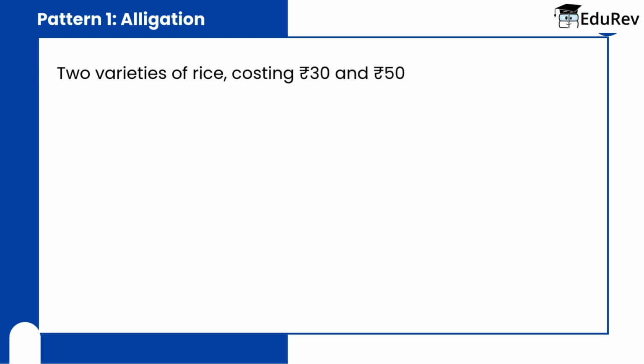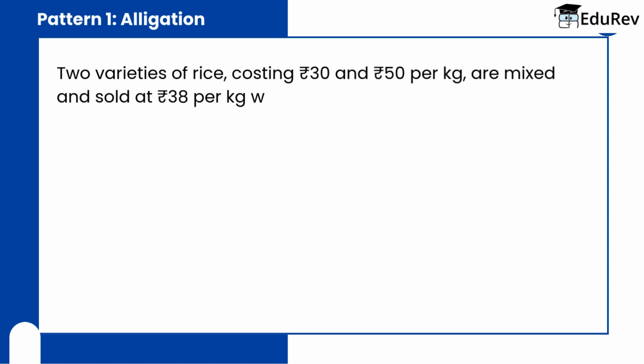Moving on to mixtures. Mixtures have three main patterns. Let's nail all three. Pattern 1, alligation. Two varieties of rice costing 30 rupees and 50 rupees per kilogram are mixed and sold at 38 rupees per kilogram with no profit. In what ratio were they mixed?